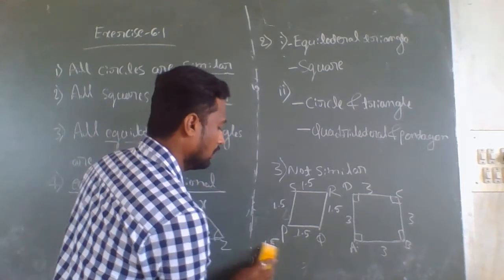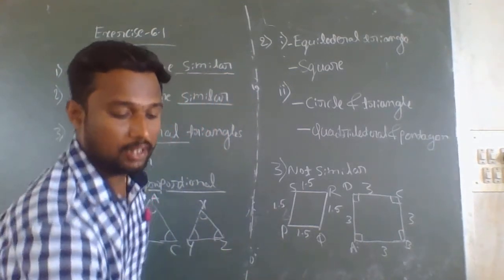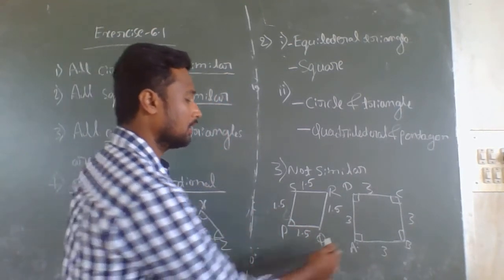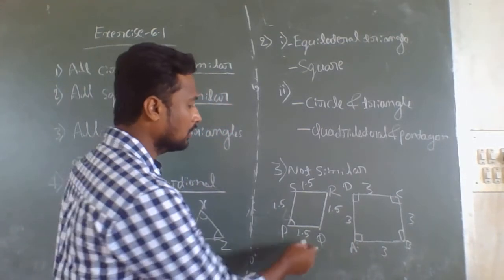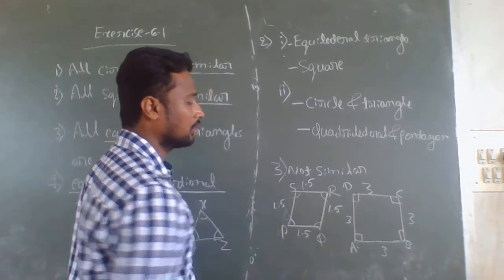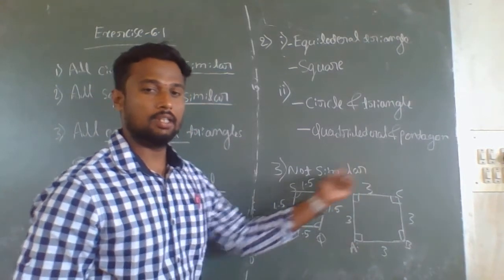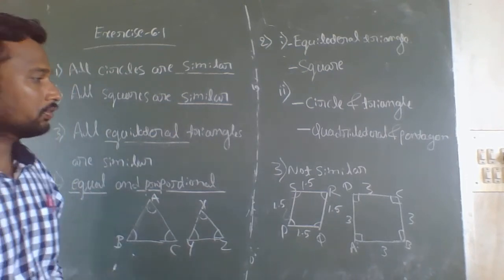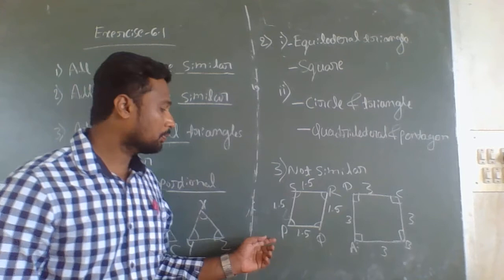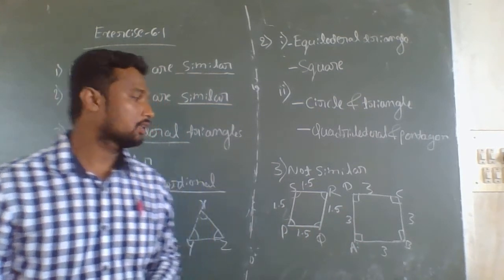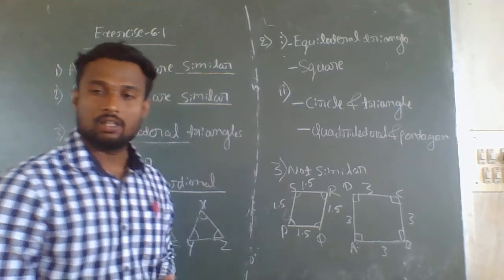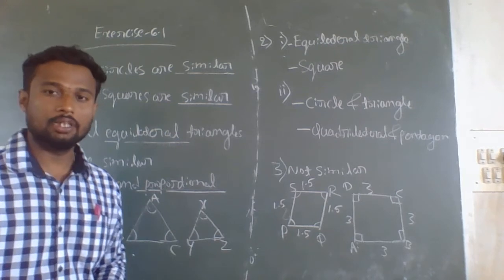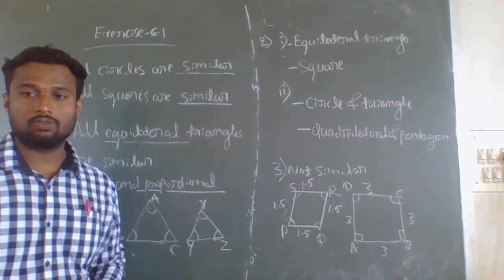But here, corresponding angles are not equal. See here, this is not 90 degrees. Here angle A is 90 degrees. Like this, here all the angles are not 90 degrees. But in quadrilateral ABCD, all the angles are 90 degrees. Therefore, one of the conditions for similarity is that corresponding angles should be equal to each other. So here corresponding angles are not equal, therefore these are not similar. So this completes your exercise 6.1.